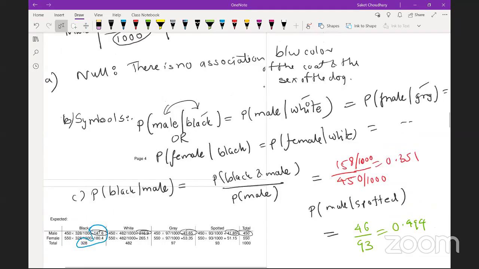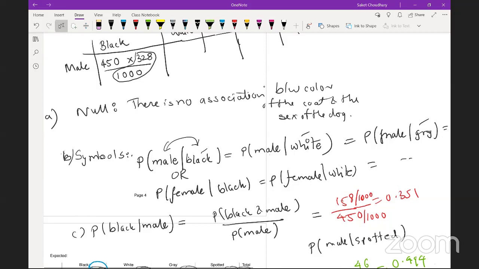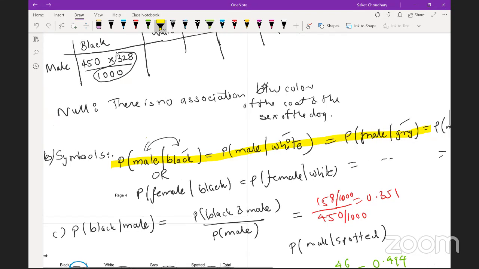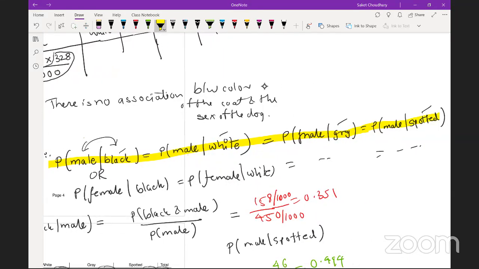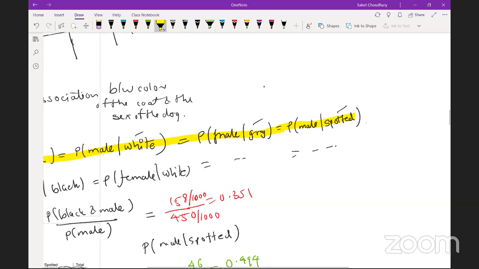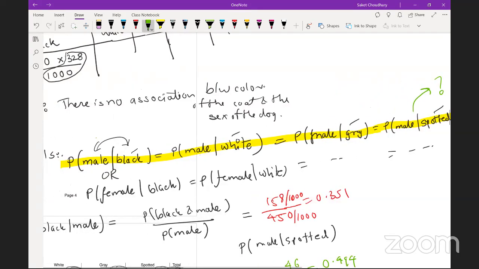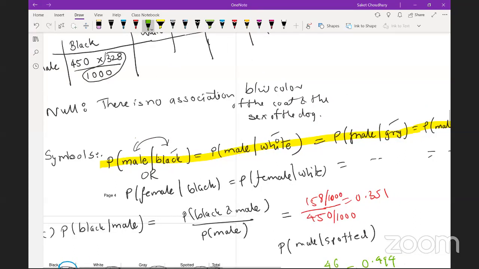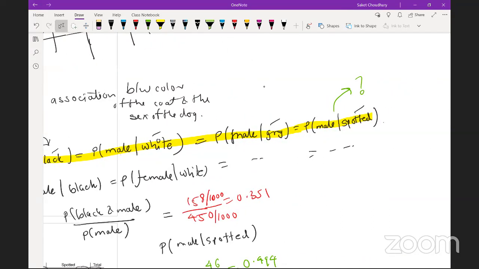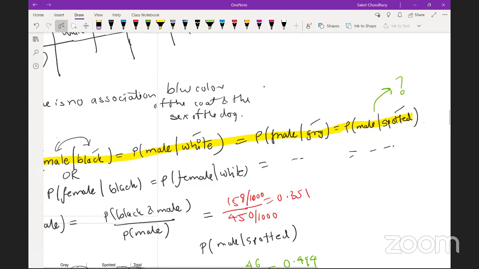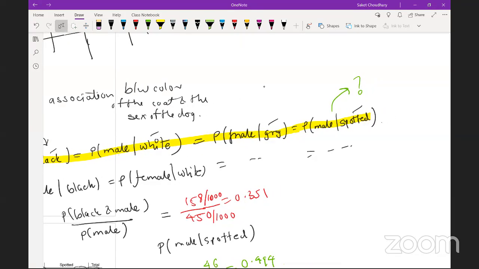So what do you expect in terms of, if you believe that this fact is true, then what do you expect this proportion to be? What should this be equal to? If the null is true, that's your null. What should that proportion be equal to?